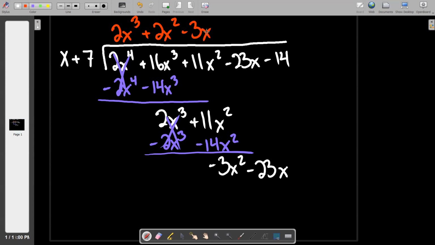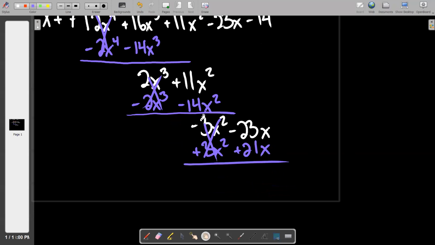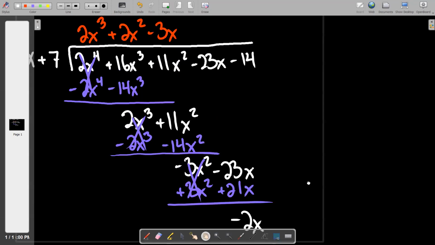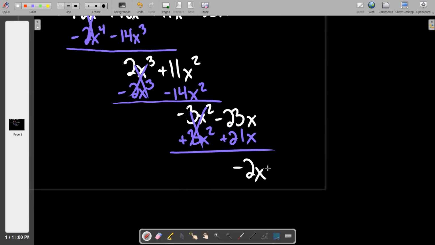Then I multiply. I am going somewhere with this, I promise. Cross my heart. Multiply, commit, change the sign. I would get minus 3x squared, I write plus 3x squared. I would get minus 21x, I write plus 21x. Then I add and cancel. How many x's do I get? I get negative 2. And then I bring down the negative 14.